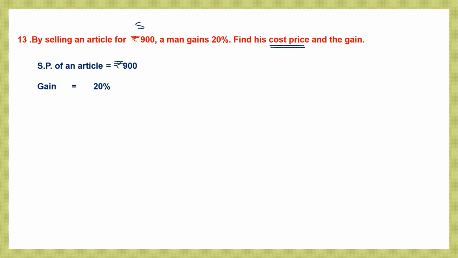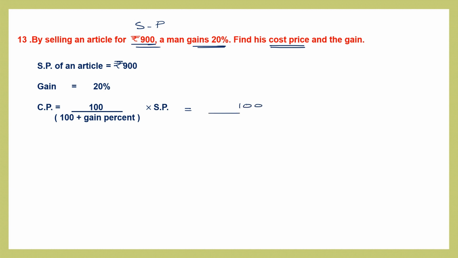When the selling price and the gain percent are given, we can use a formula, that is 100 divided by 100 plus gain percent into selling price. So let's do that. 100 divided by 100 plus the gain percent, which is 20%, into selling price, which is 900 rupees. So this is 100 divided by 120 into 900.